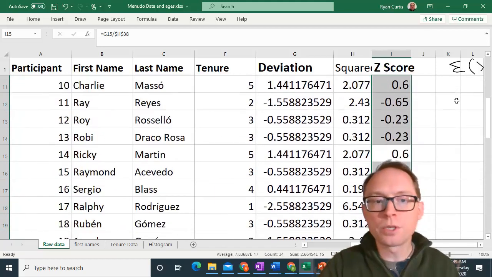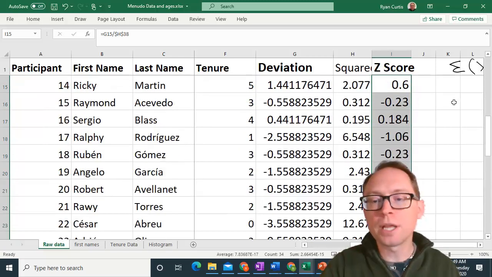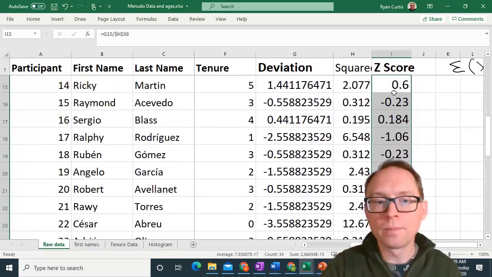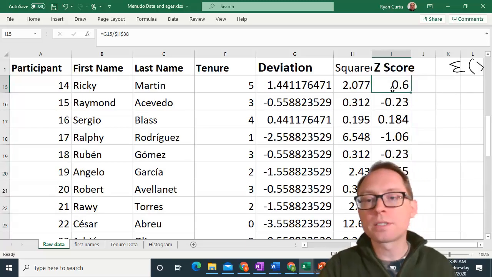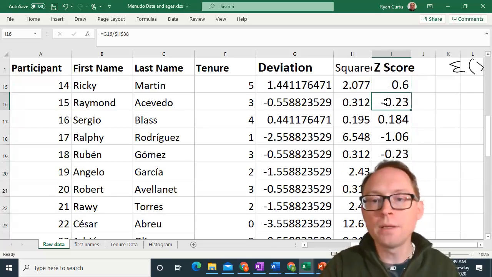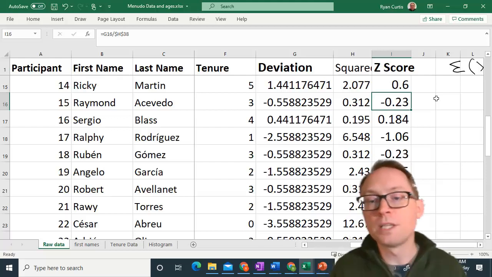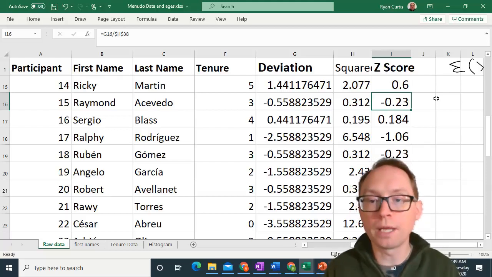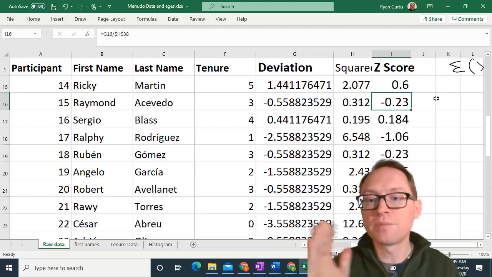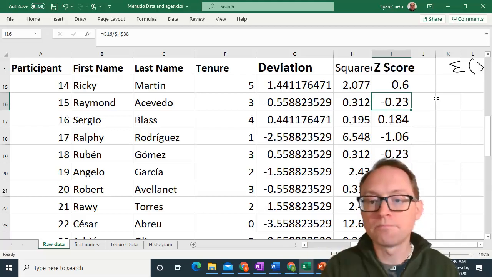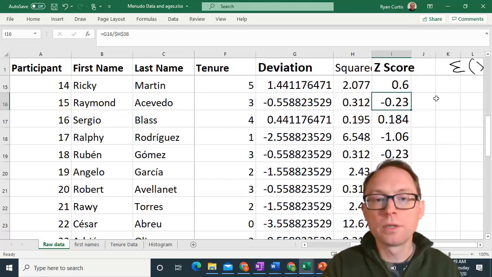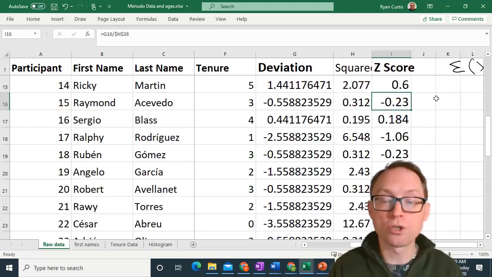And the z-score is the number of standard deviations that person is above or below the mean. So Ricky Martin is 0.6 standard deviations above the mean. Raymond Acevedo is negative 0.23 standard deviations, which means 0.23 standard deviations below the mean. Negative means below the mean. Positive means above the mean. That's all that is. Now, the reason why we're doing this is so that we can compare it to a normal curve and figure out proportions and other things like that.